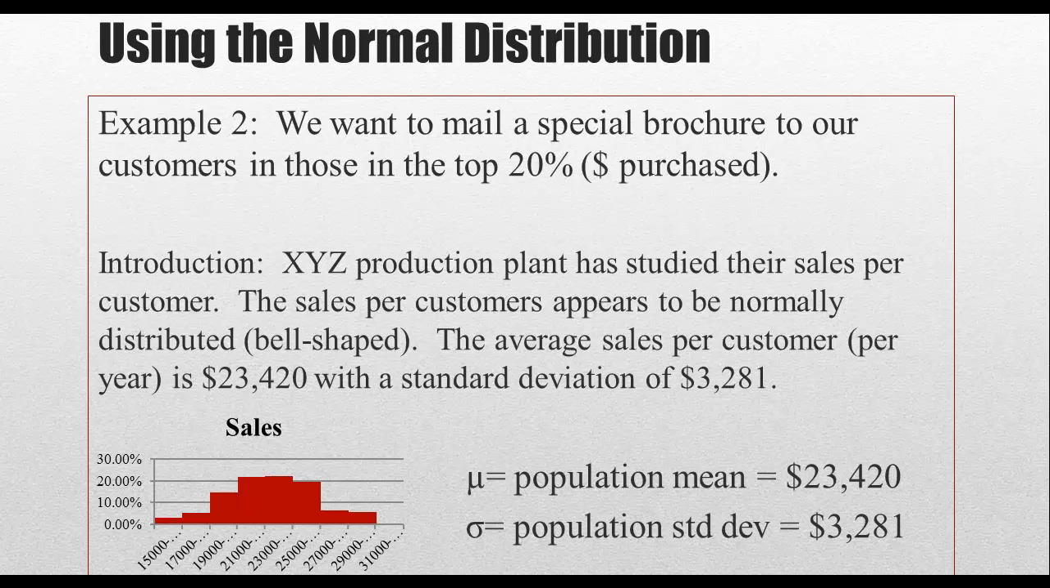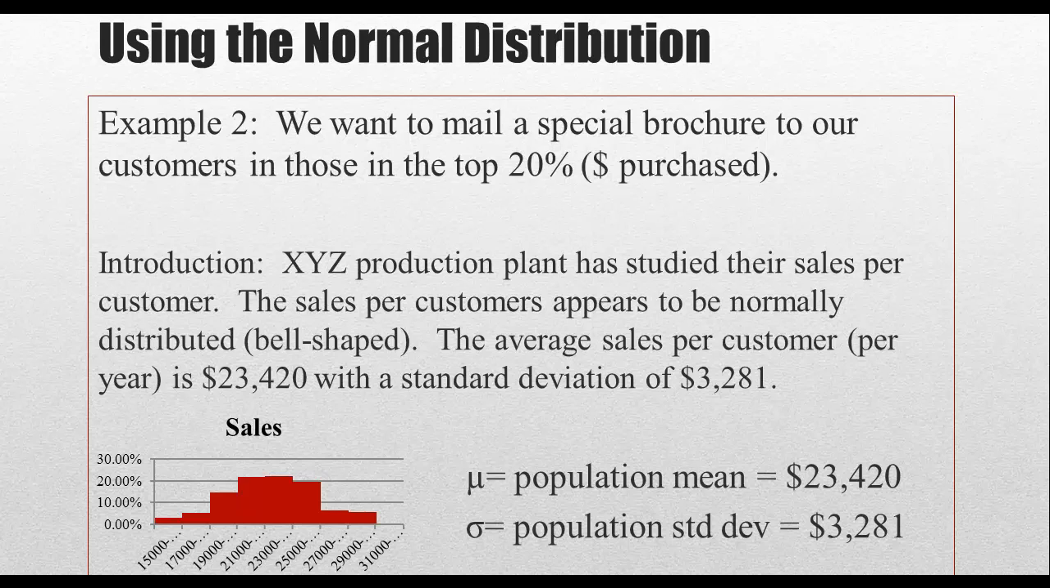In the example in the first video, example 2, we wanted to mail a special brochure to our customers in the top 20% of the amount of sales that they purchase. As a sales rep, I want to target this group and work with them. There are other ways to do that, such as using percentiles, but using the normal distribution when you know the mean and the standard deviation gives us another way to look at it, and it's based off of population data, not a sample.